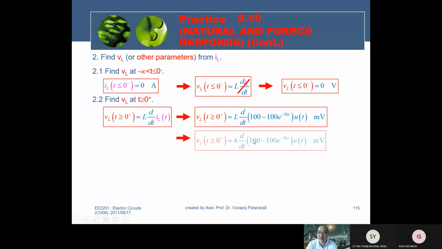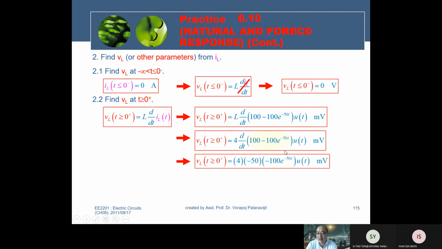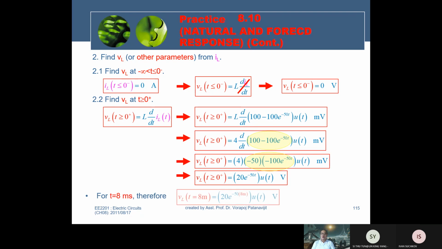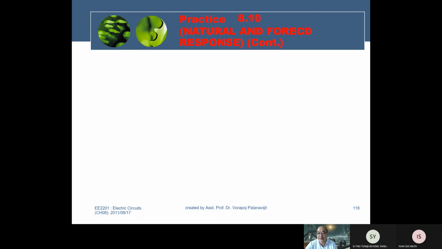Take the derivative of the first term: the derivative of 100 gives you 0. The derivative of e^(at) gives you a e^(at). Substitute and reorganize, and you get VL at times greater than 0 equal to 20 e^(-50t). And at time equal to 8 milliseconds, VL will be equal to 30.4 volt.